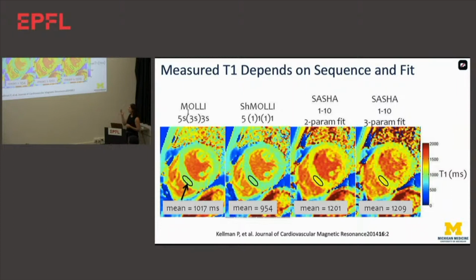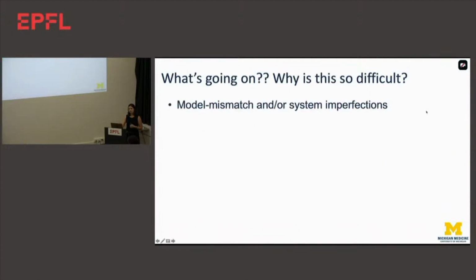We can also take our data and fit it using different types of models, a 2-parameter model, 3-parameter model, et cetera. This will also impact the measurement we get. So this to me is already a little disturbing because we would like this to be a quantitative measurement, but clearly if we're not measuring the same thing every time, we're not really doing our job here. Okay, so we've got our model mismatch, system imperfections.